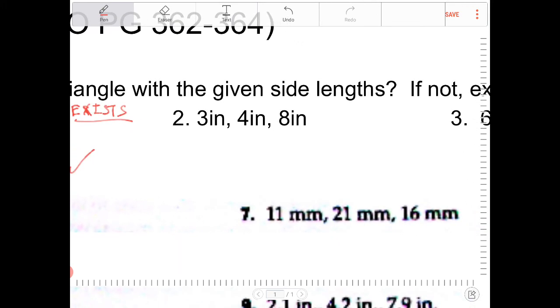I want to go at random. I want to pick 3 and 4. So again, I'm going to add 3 and 4 together, and I'm going to subtract 3 and 4. Is 8 going to be in between this? And clearly it's not, because 7 is not greater than 8. It definitely is greater than 1 though, but the number has to be less than 7. So this does not work, does not exist.